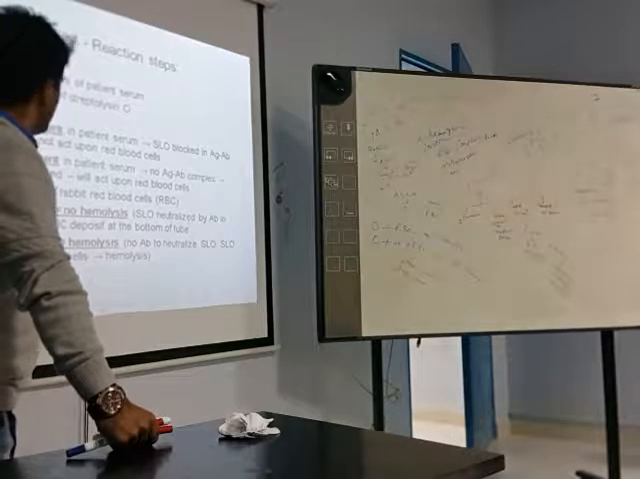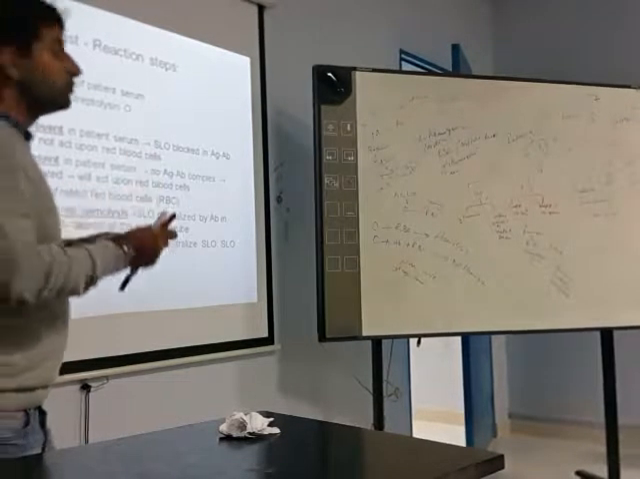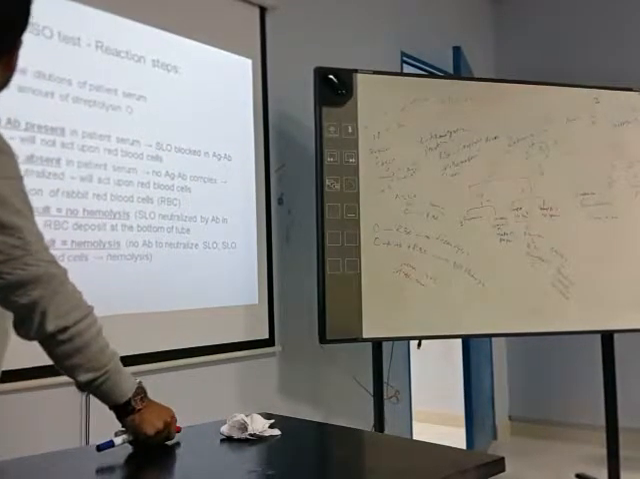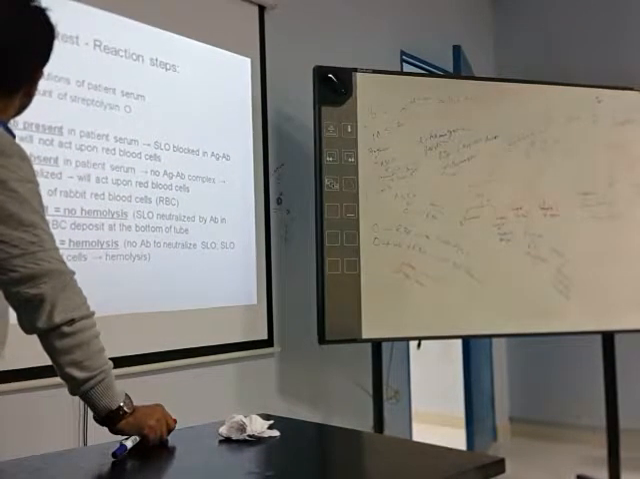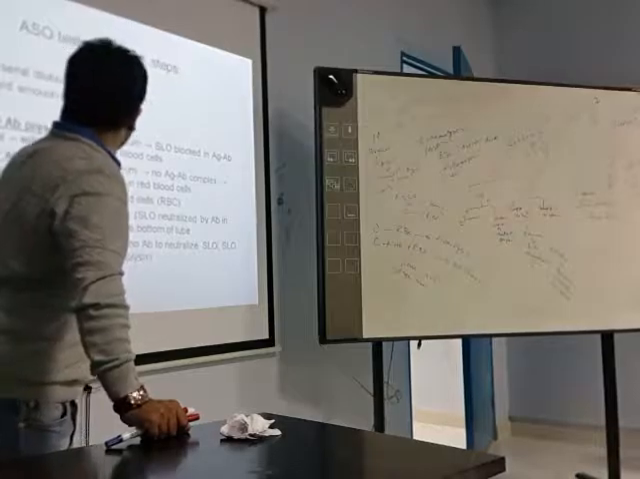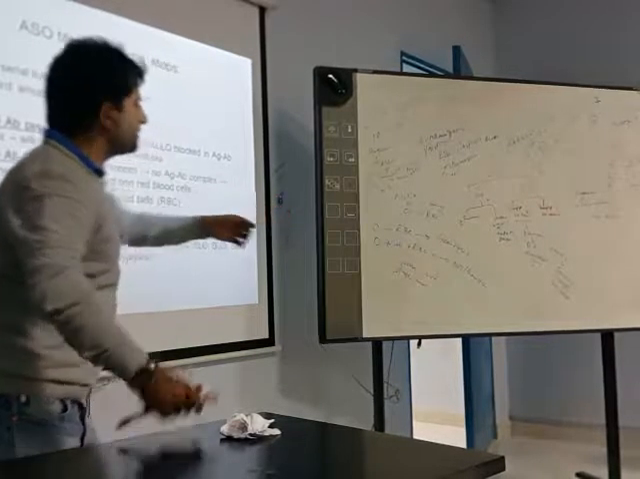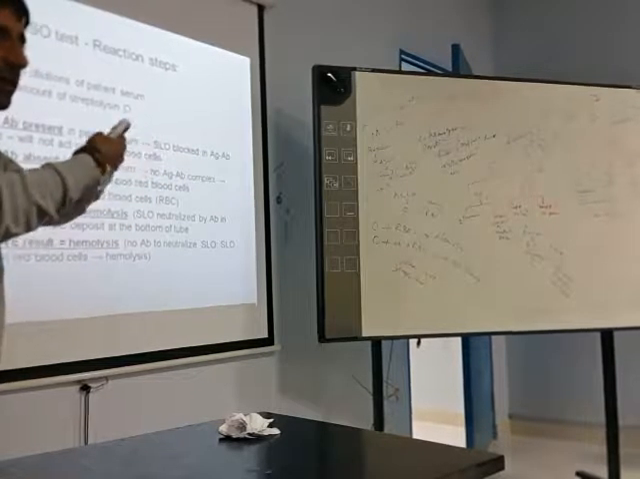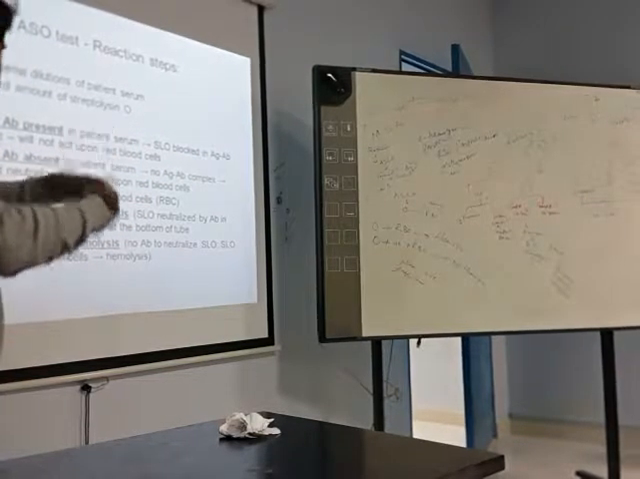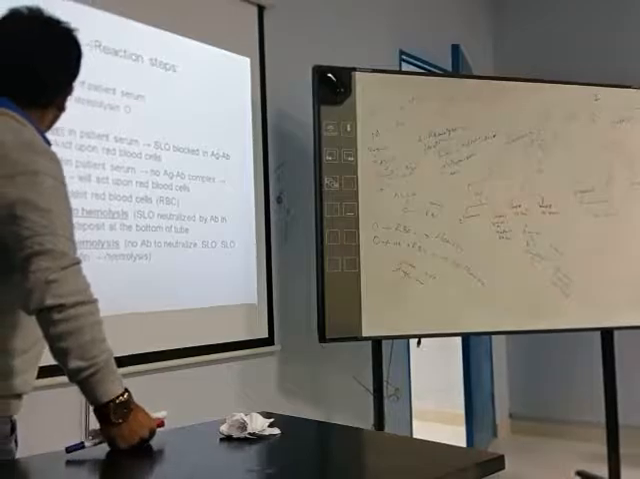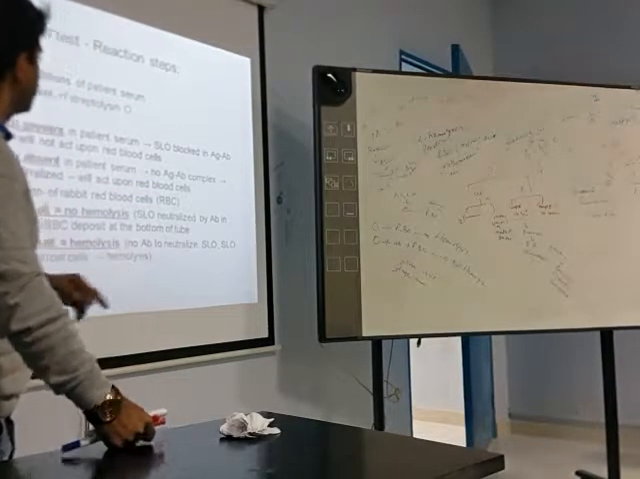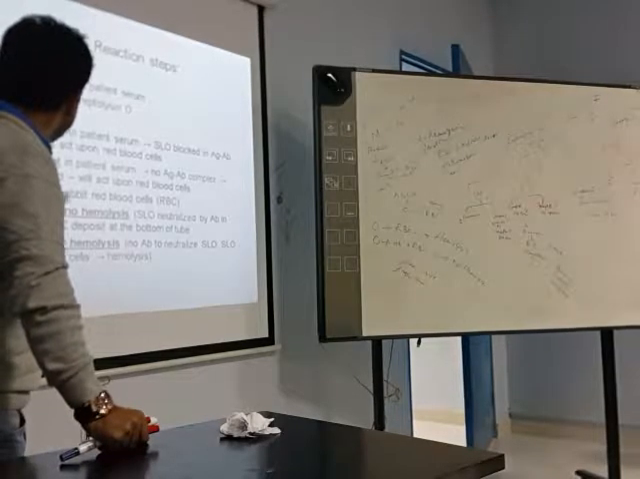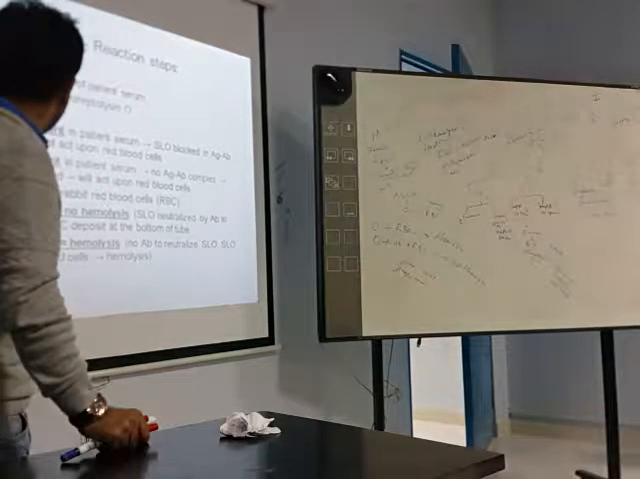If ASO antibody is absent, if there is no presence of antibody, what will happen? If ASO is absent, no antigen and antibody complex will be formed. This means O and antibody will not react together. SLO is not neutralized, it will act upon the red blood cells. You see now, the suspension of red blood cells, positive test.